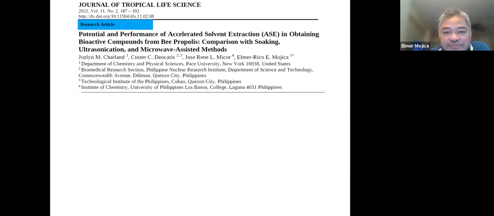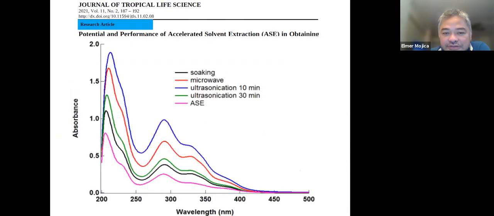Okay, so in another paper that we have here, we used different extraction methods. And based on the absorbance, okay, ultrasonication is the best one, followed by microwave.